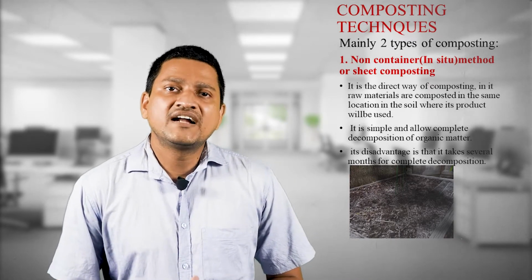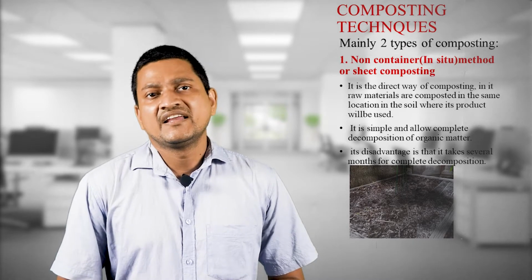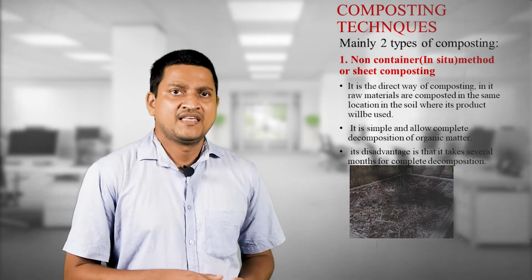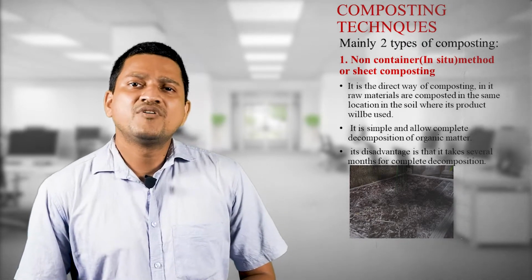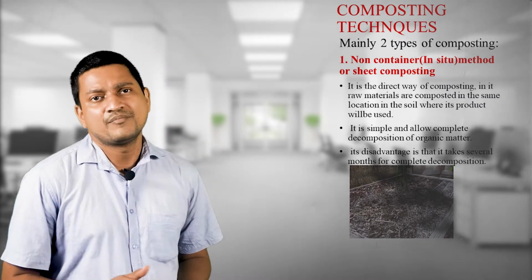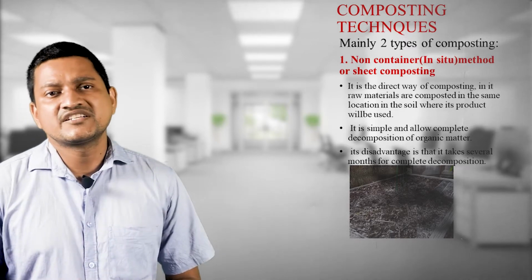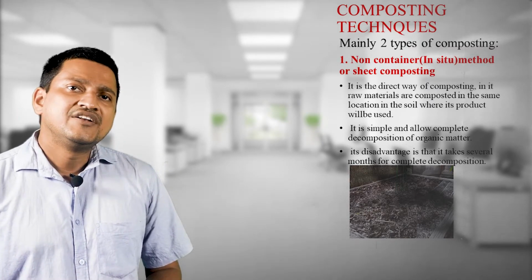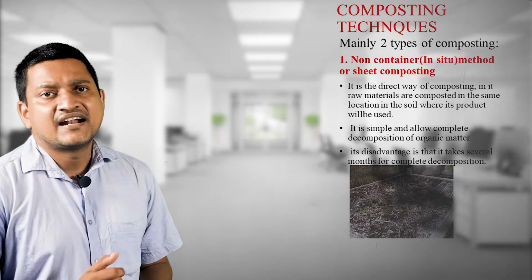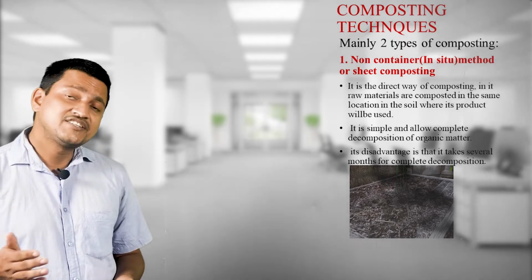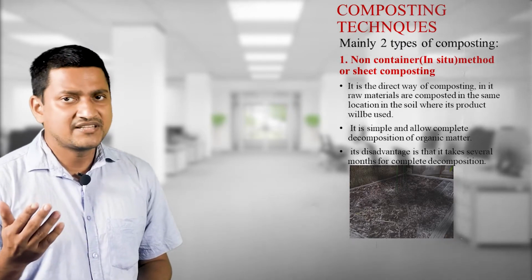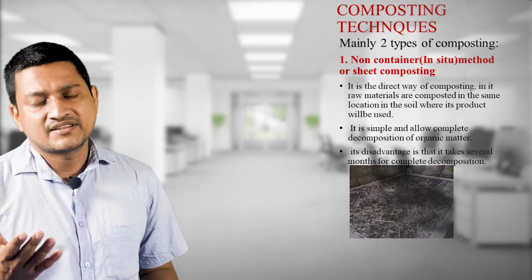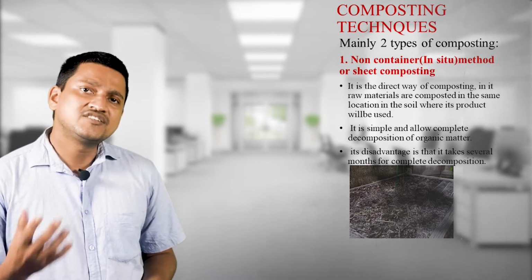The first one is the non-container method, otherwise called the sheet composting method. It is a direct way of composting. In it, raw materials are composted in the same location, in the soil where the compost produced will be used. That is called the non-container method, or otherwise the in situ method.